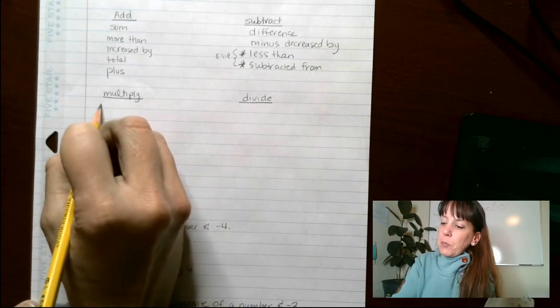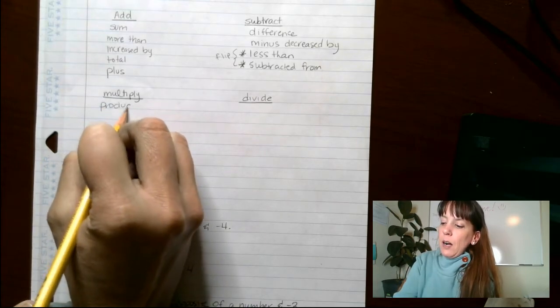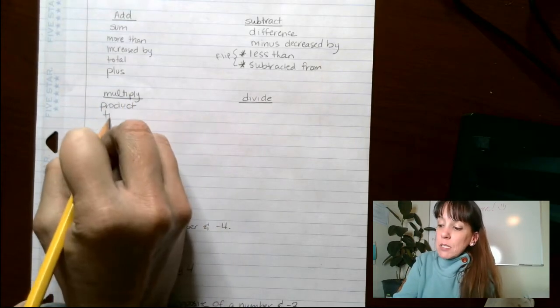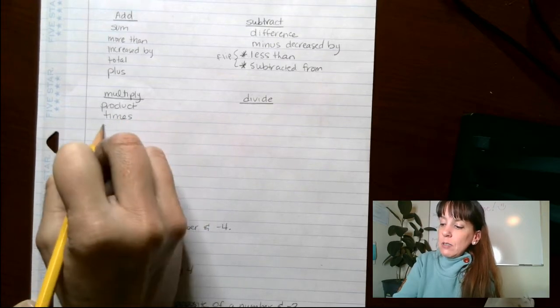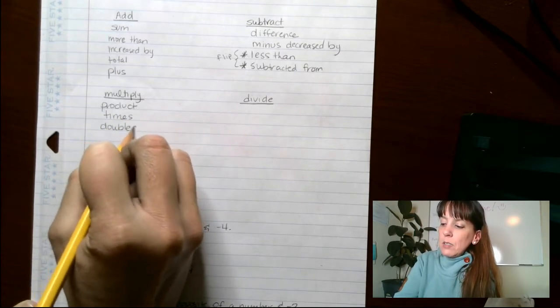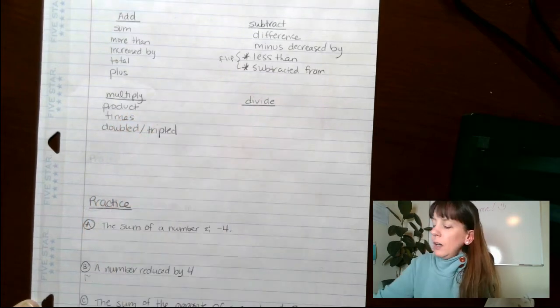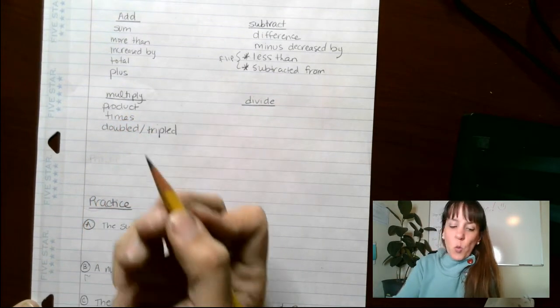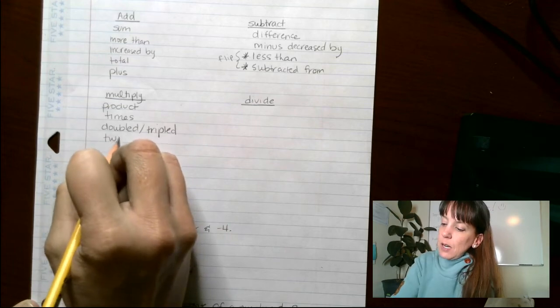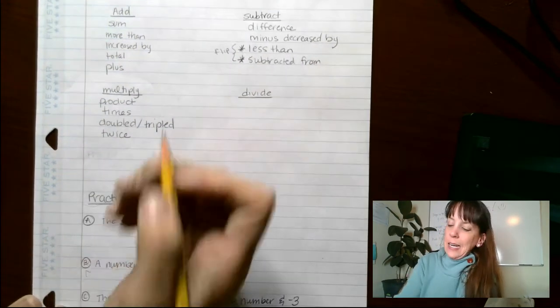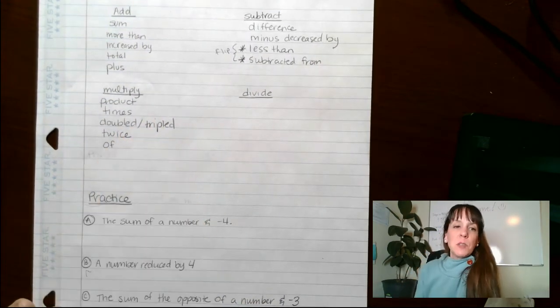For multiply, we're gonna do things like product, times, that's a common one, doubled, or tripled. We will do things like twice. That's a common one. Of means multiply. That's my favorite one. I like that.